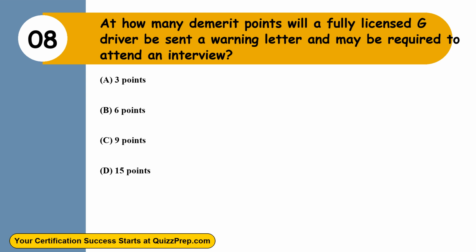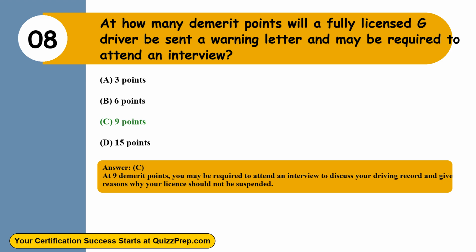At how many demerit points will a fully licensed G driver be sent a warning letter and may be required to attend an interview? Option A 3 points. Option B 6 points. Option C 9 points. Option D 15 points. The correct answer is option C, 9 points.